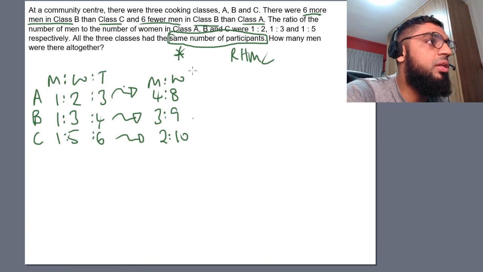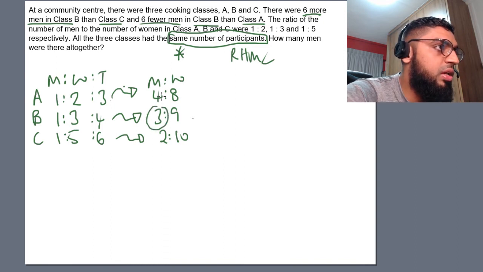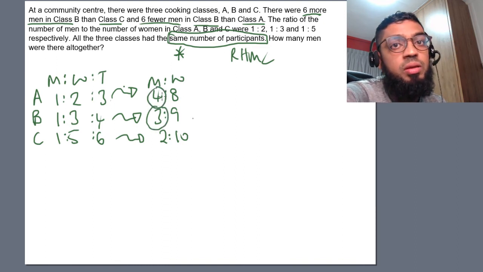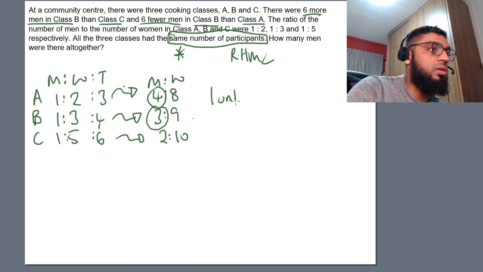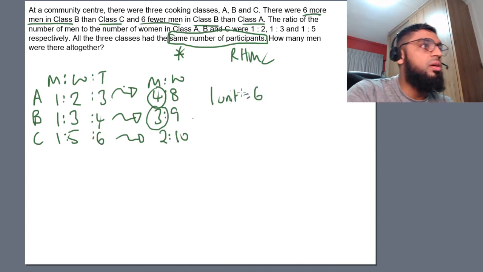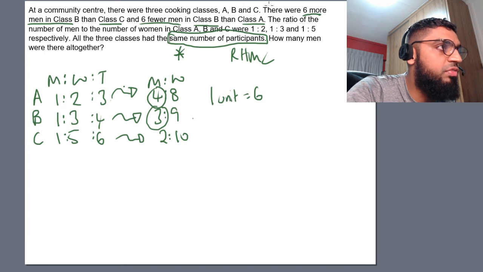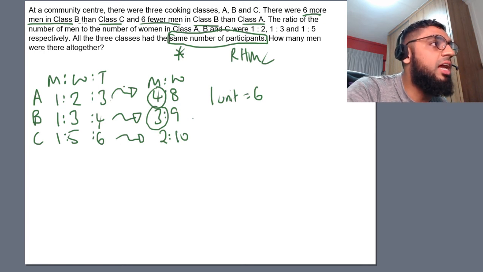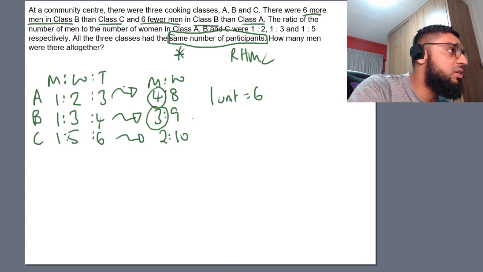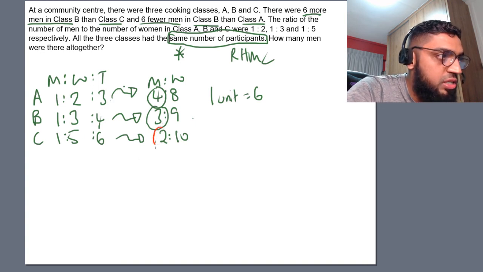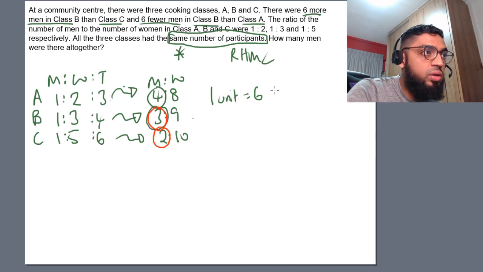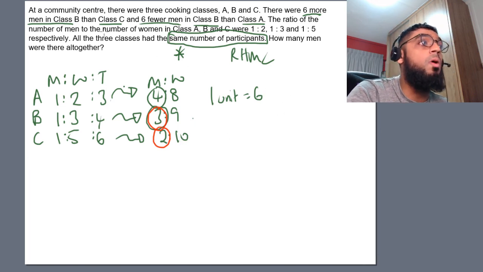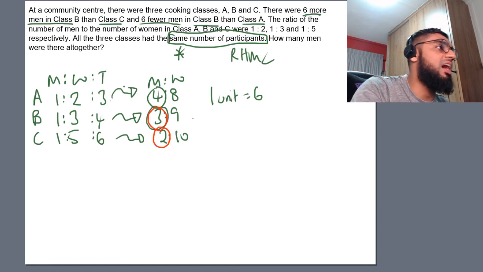There were 6 fewer men in class B than in class A. So class A had more units of men. More by how many units? 1 unit. So basically that 1 unit is the same as 6 people. I can confirm this information by looking at the first part of the statement. There were 6 more men in class B than in class C. Let's use a red this time. As you can see, class C has a lesser number of units, class B has more units for men. The difference is again 1 unit, and again 1 unit is 6 people, because there were 6 more men in class B than in class C.